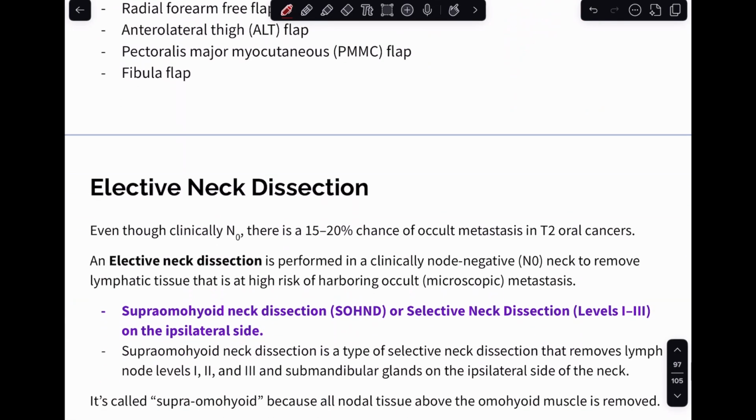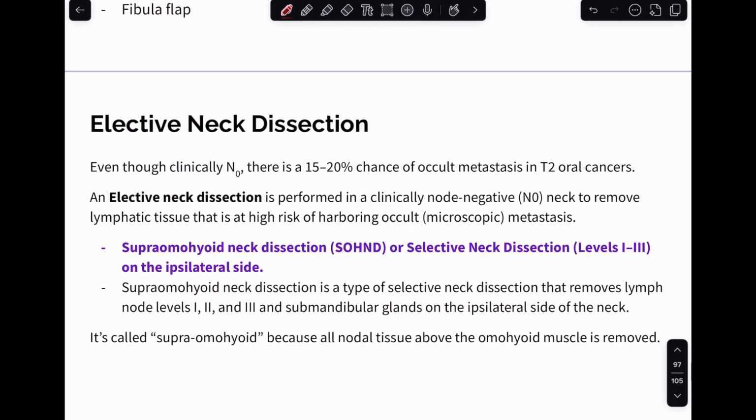Next, coming to the neck dissection. In our case, we saw that this was an N0. Clinically, we did not find any lymph nodes. So in that case, why are we doing elective neck dissection? This is because in buccal carcinoma cases, even though clinically we find them to be N0, there is a 15 to 20% chance that there is occult metastasis present in the T2 stage of the cancer. That is why, so as to not take a chance for recurrence or persistent disease, we will perform an elective neck dissection.